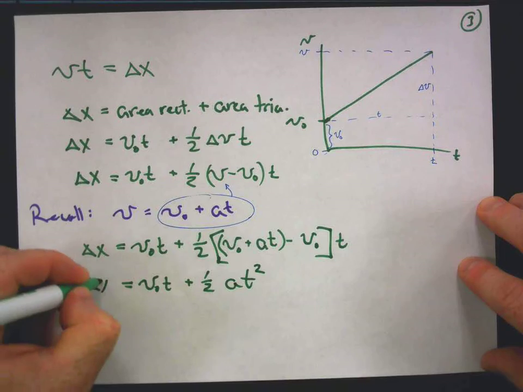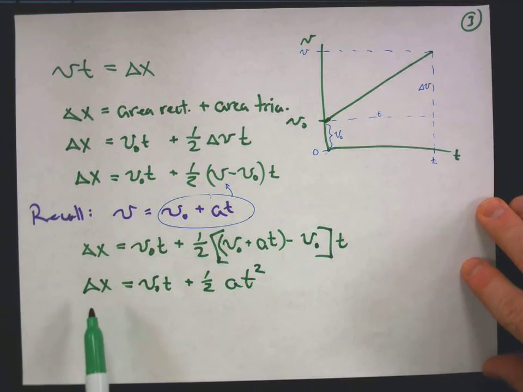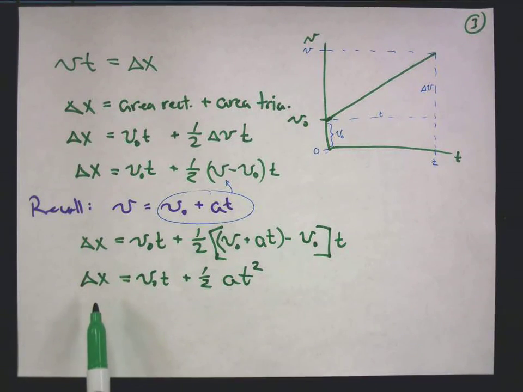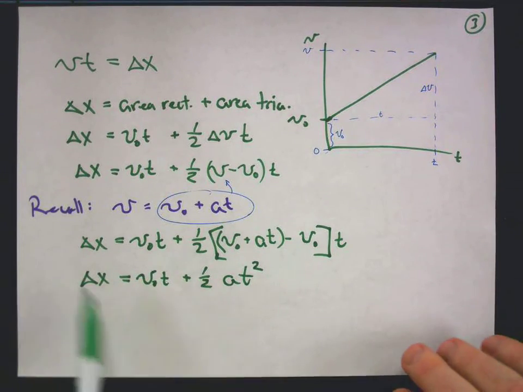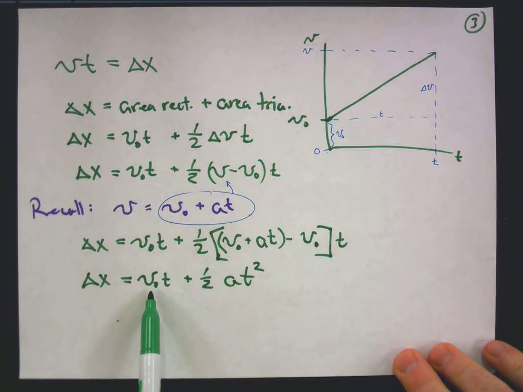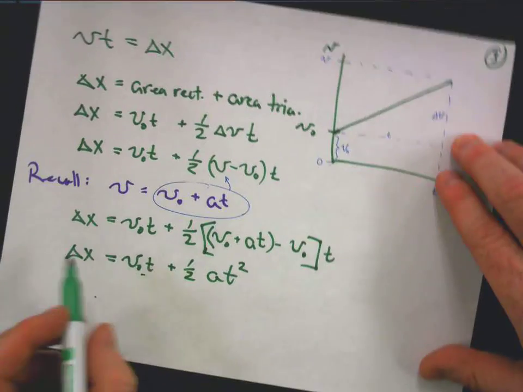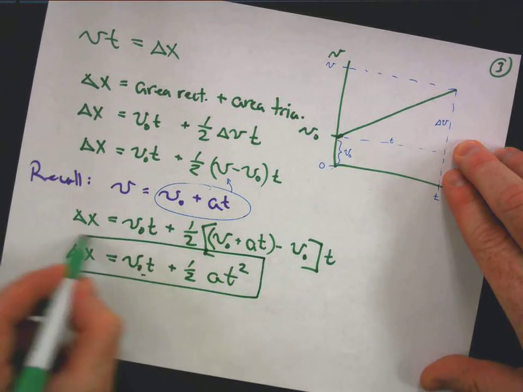We can now find how far something has traveled. How far? We can find the displacement of something, or if you like to term it this way, we can find its final position, if we know the initial velocity, if we know the rate of acceleration, and if we know the time of travel. So this is one of the big five equations.